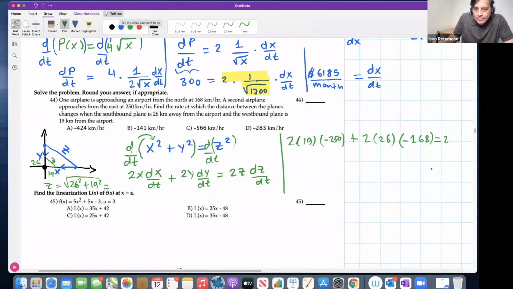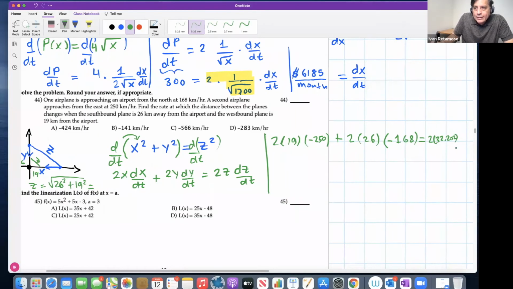32.202. So twice 32.202. And then this multiplying dz dt, right? Dz dt. And that's it. Now, I show you a quick way to get dz dt in one step, right? So we're going to compute all this in the calculator, and then this goes dividing into this.